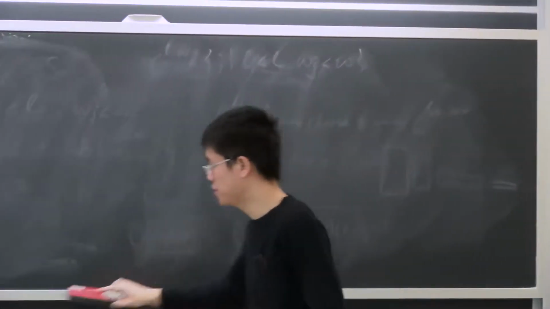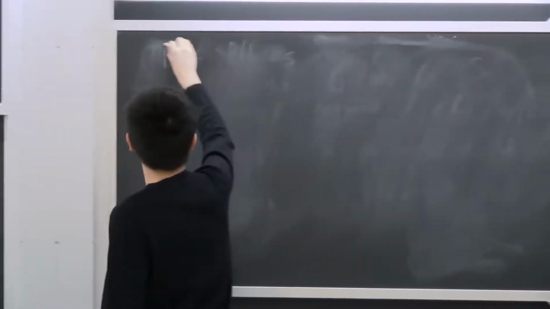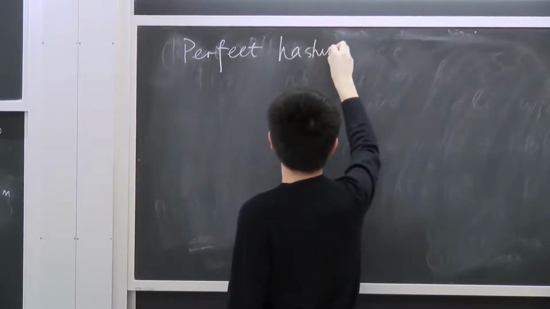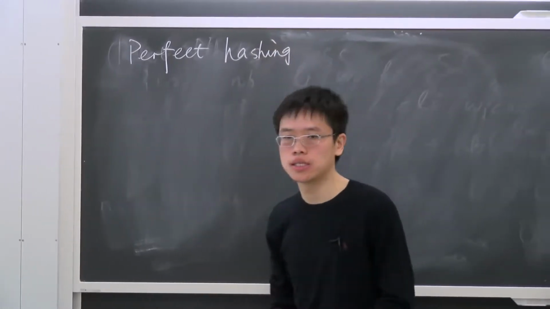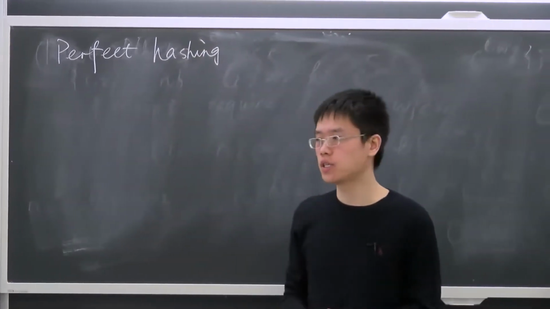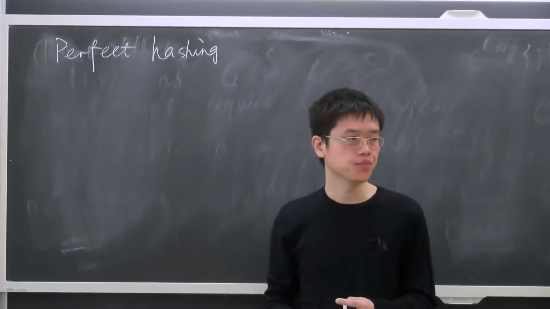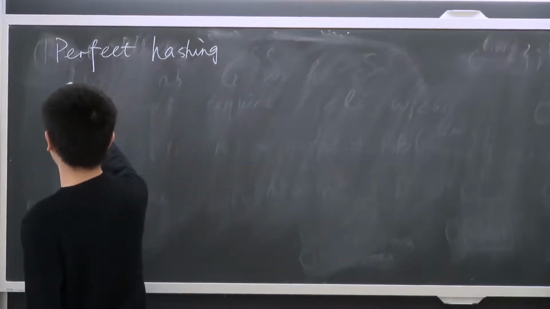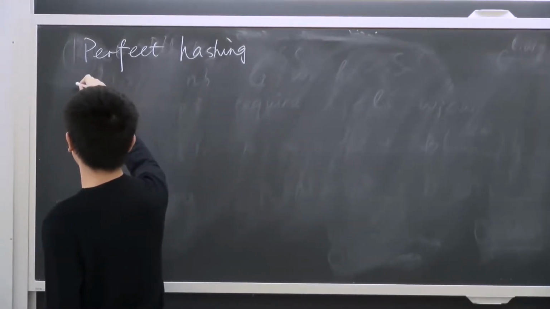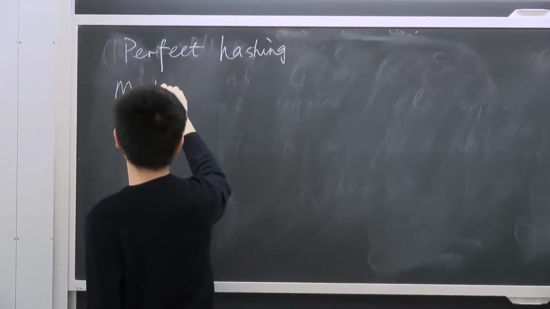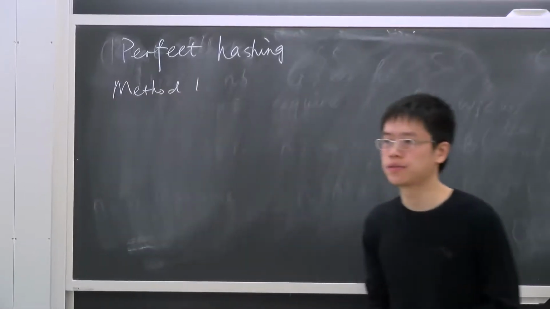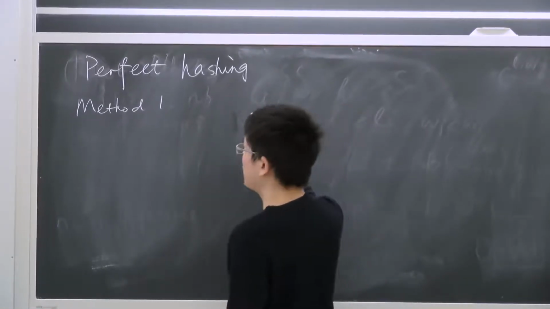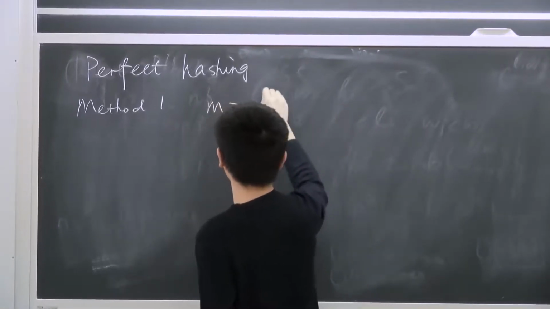Now, once we have that, once we have universal hash, people also want perfect hashing, which means I want absolutely zero collision. So how do I do that? Let me first give a method 1. I'll just use any universal hash function, but I choose my m to be n squared.